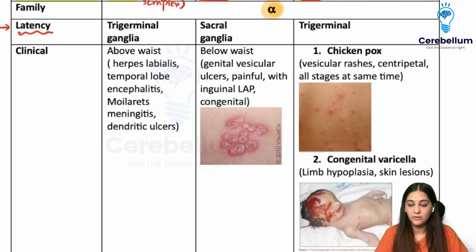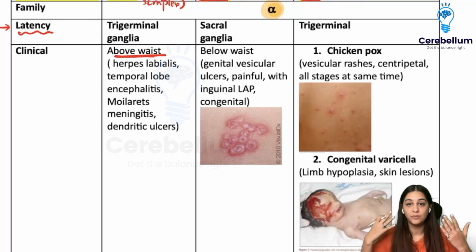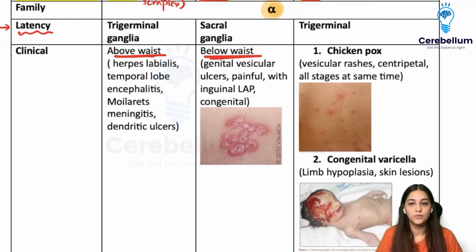When we talk about the herpes simplex virus, 1 and 2 are very similar. They will show a very similar clinical picture, just their areas are demarcated. Any kind of herpes that is above the waist is going to be 1, and any kind of herpes that is below the waist is going to be 2. Above the waist, it is going to go into latency in the trigeminal ganglia, which is the one that is supplying your facial area. And below the waist, it is going to be in your sacral ganglia, right?